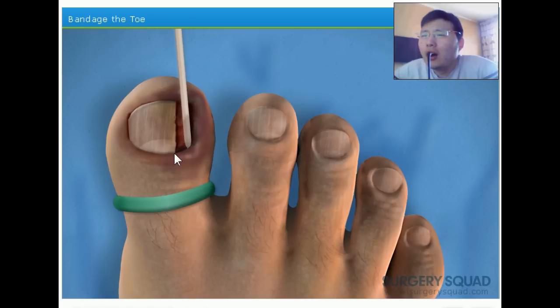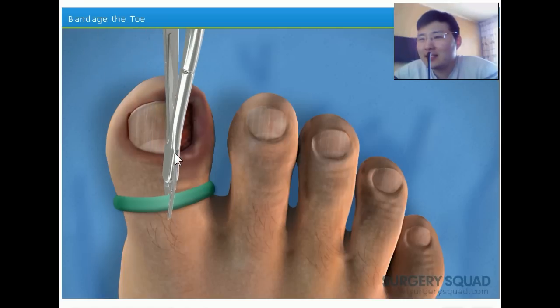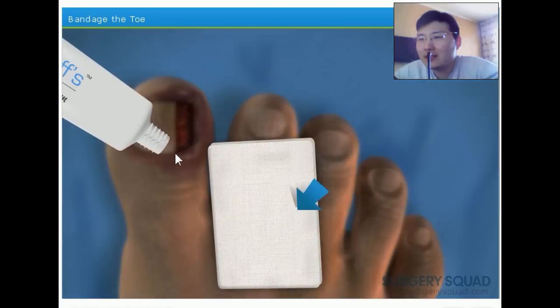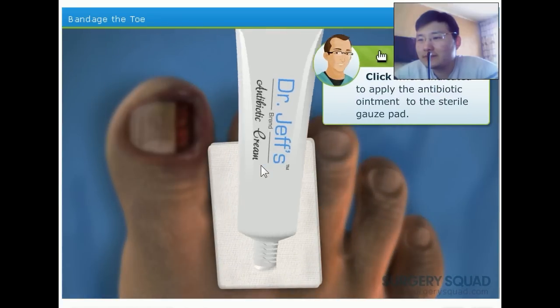When you're done inserting the acid, I'll remove the tourniquet and we'll finish up. Finish by applying some antibiotic ointment.